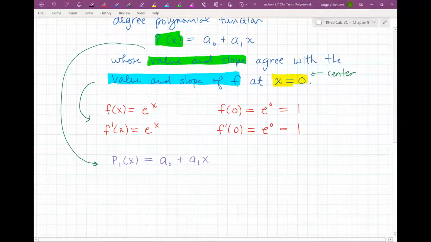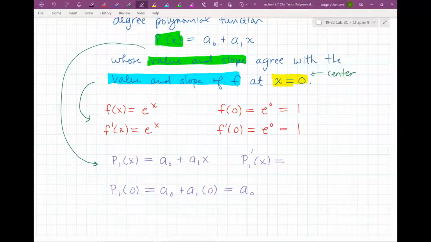Well, what's the value of p sub 1 of 0? P sub 1 of 0 is a sub 0 plus a sub 1 times 0. So p sub 1 of 0 is a sub 0. Now let's take our derivative of this function. So let's do p sub 1 prime of x. What's p sub 1 prime of x? Just a sub 1. Because a sub 0 is just a number, that's going to go to 0. So if you take a derivative of a sub 1 x, it's just a sub 1.